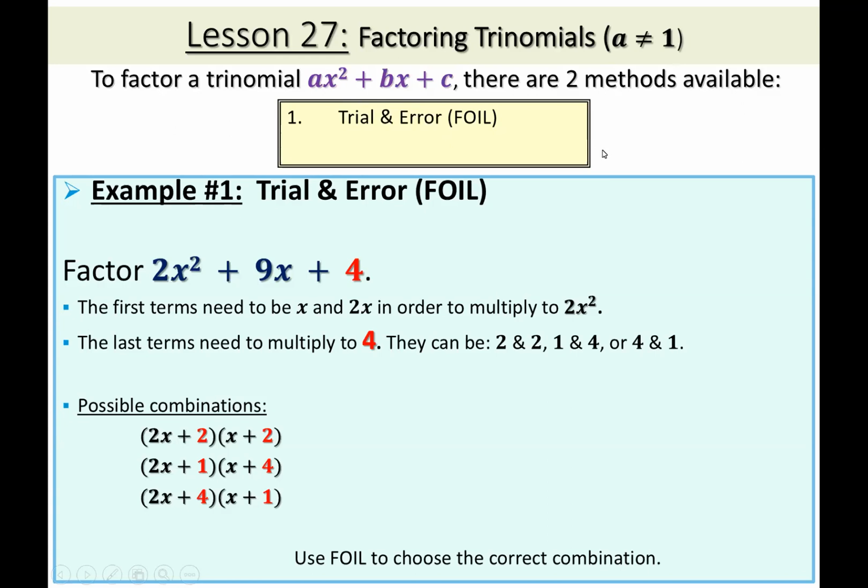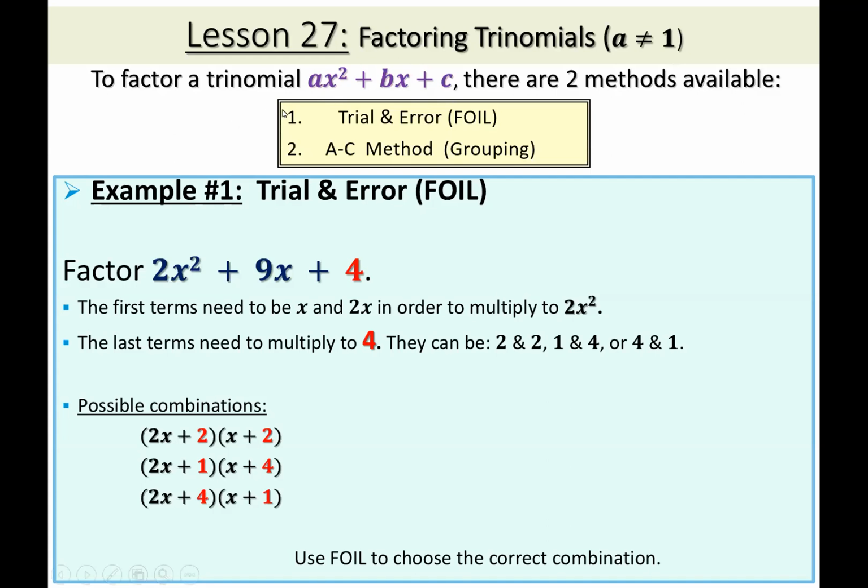Then this other method is called the AC method. That's the one where we'll be using grouping. So when we get to that method, we're going to be essentially changing our trinomials from having 3 terms into 4 terms. Once we get them to turn into polynomials with 4 terms, then we'll be able to fall back on factoring by grouping, which is something that we have already learned.